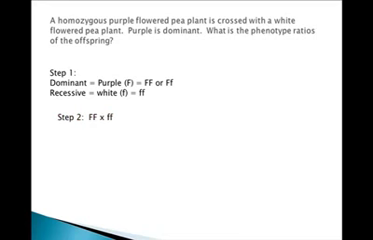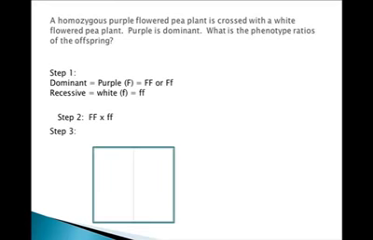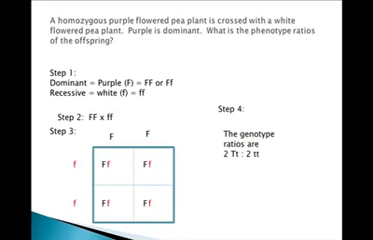Step 2, it says homozygous purple, so it's big F, big F times a little f, little f. Step 3 is to set up the Punnett square. So remember, you split those. And then you bring the column headings down and then bring the row headings across. And step 4 is to actually answer the question. And that's wrong. I'm sorry about that. It should be the genotype ratios are all big F, little f, and the phenotype ratios are all purple. So I apologize for the mistake there.